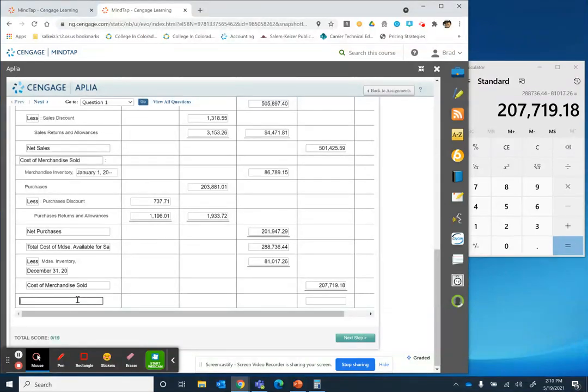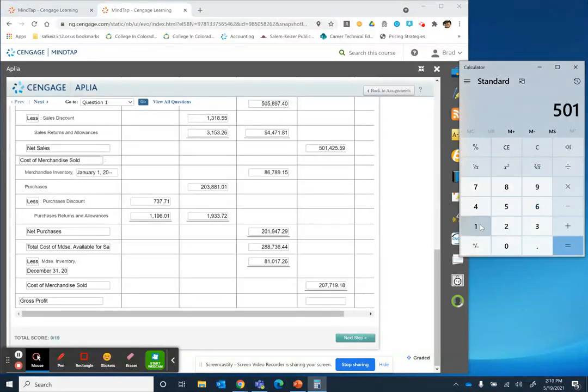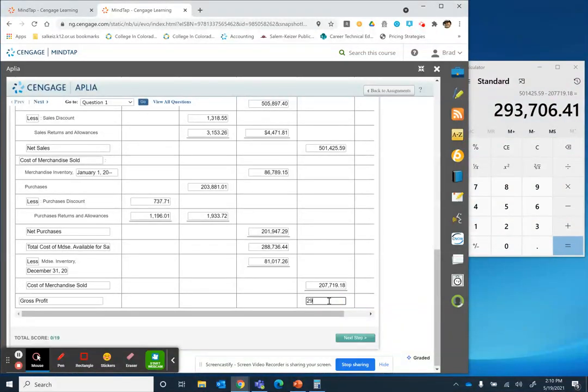Finally, the last thing we're going to find here is our gross profit. To find our gross profit, we're going to take our net sales minus our cost of merchandise sold, and that will give us our gross profit. So we'll take $501,425.59 minus $207,719.18, which gives us $293,706.41.